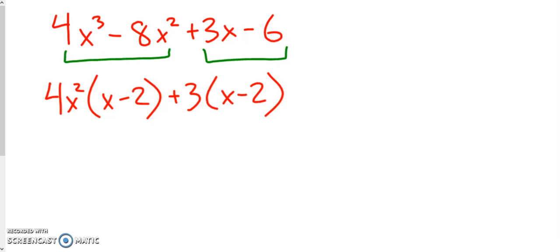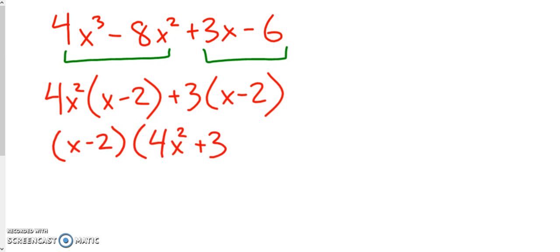Anyway, I was cut off and I was rushing, to be honest, at the end of the last video, so I'm going to go ahead and finish up this right here. Since the x minus 2's match, that comes out to the front. You've got 4x squared plus 3 left over because you've got this piece here and this piece here. Once the x minus 2's are factored out, that becomes that piece right there.